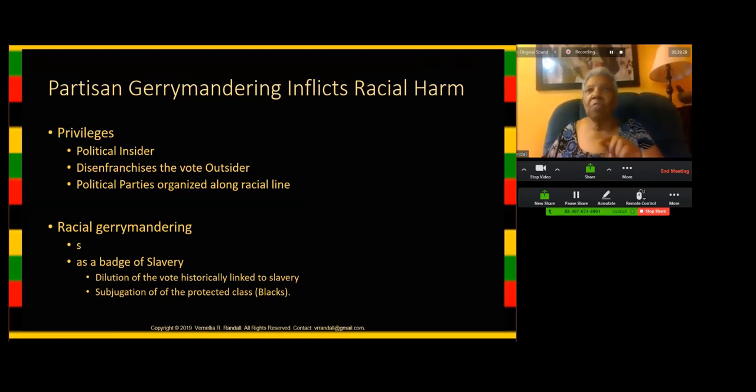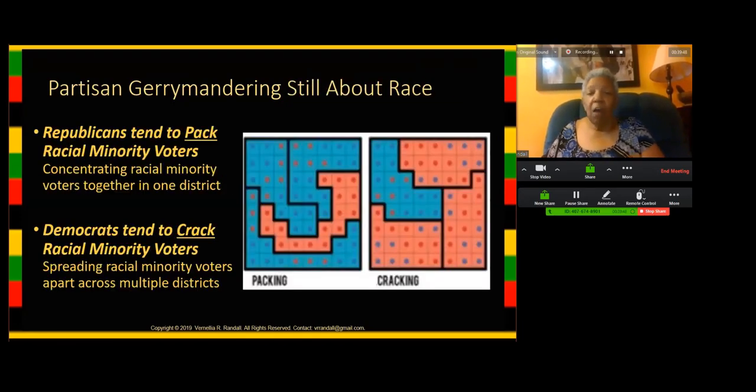And the courts have always said that getting rid of the badges of slavery is one of the things that is high priority for the courts to do. And I've already talked about this. Now, both Democrats and Republicans use gerrymandering to give themselves some racial advantage.